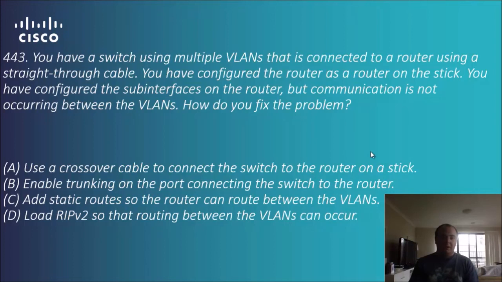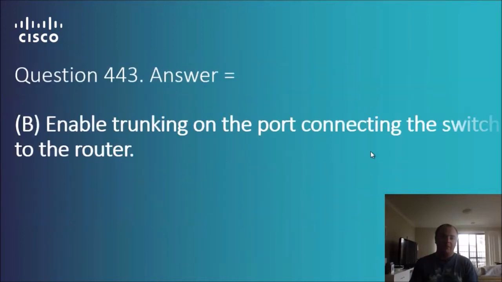In the instance where we're dealing with sub interfaces, we have to look into trunking. So in order for that to work, trunking will need to be enabled on the port connected to the switch to the router.